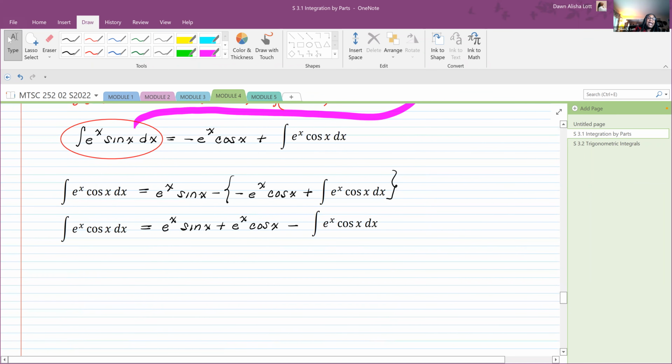So if I add the one integral to the other side, oh my goodness, I get two of them.